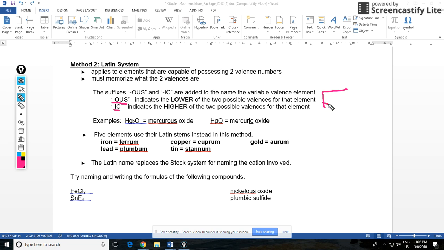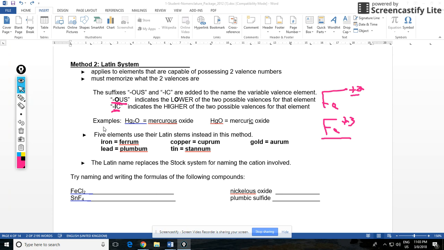So iron can be +2 and +3. If you had +3 in your compound, you would name iron with an ic ending. But if you had +2 in the compound, you would name iron with an OUS ending, because the OUS is a lower valence of the two and the ic is a higher valence of the two. So ic for high, us for low.